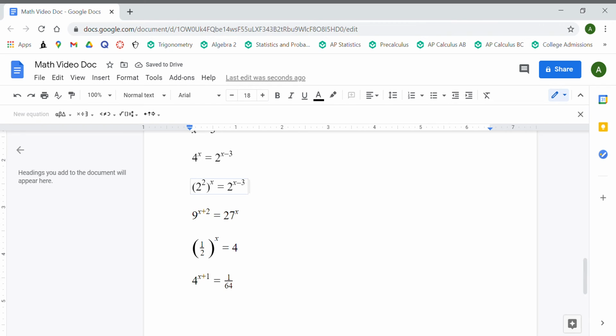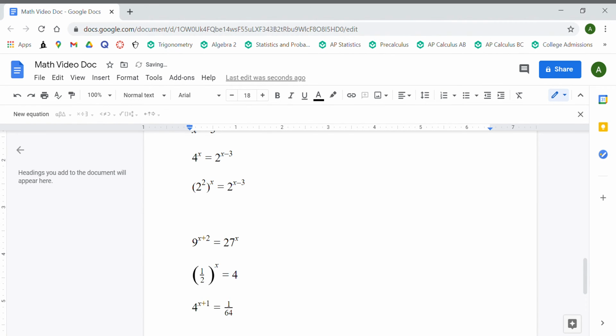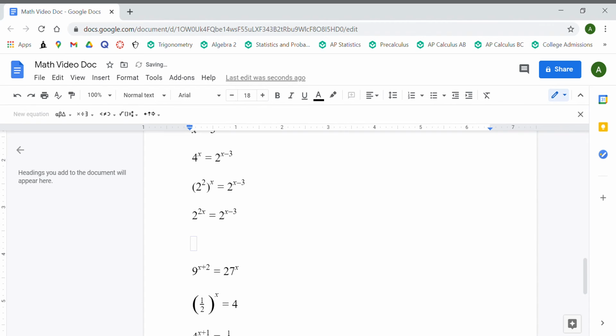Now we can use the power of a power property. Remember that when you have a power of a power, as shown here, you take those exponents and multiply them together. You do that, and you will get 2 to the power of 2x, and then 2 to the power of x minus 3. Now we set the exponents equal to each other. We get 2x equals x minus 3.